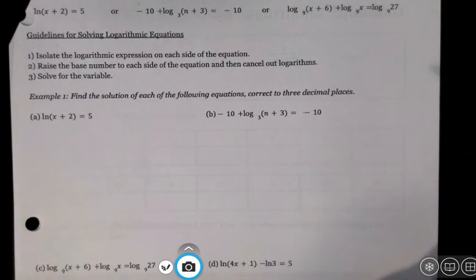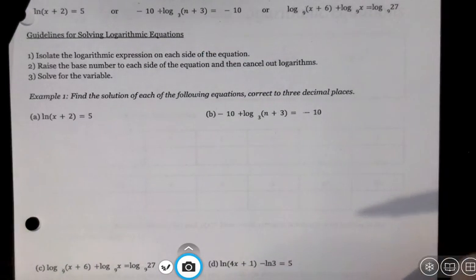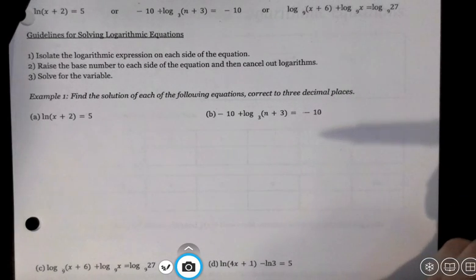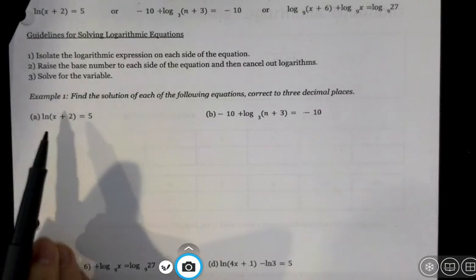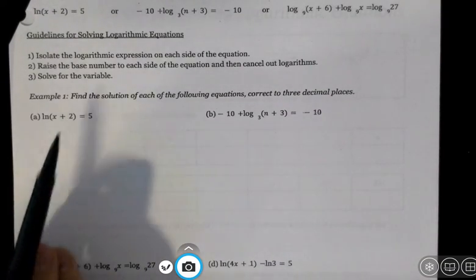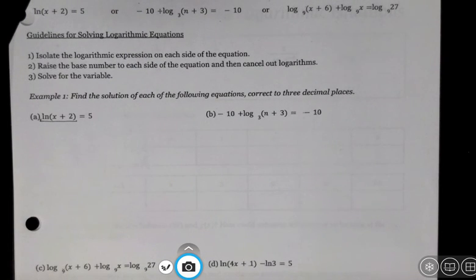So a logarithmic equation is when we have a variable that occurs within a logarithm, so a log or a natural log, and the guidelines for it are listed out for us. The first step is the same. We want to isolate the log expression in our equation. So for a, natural log of x plus 2 is already isolated on the left side of our equation. So step 1 is done.